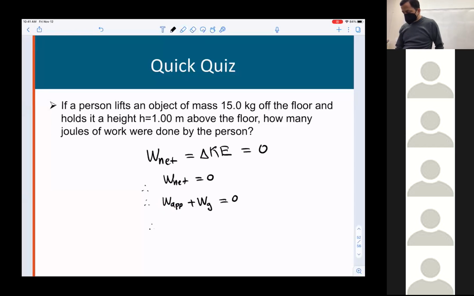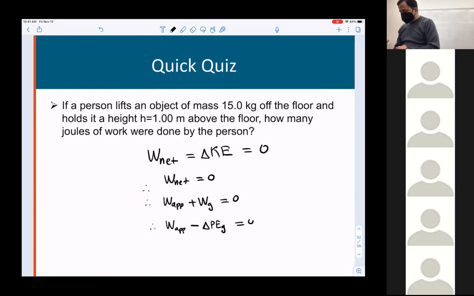And recall that the work done by gravity is just minus the change in the gravitational potential energy of the object as it is lifted from the ground where it was at y equaling 0 to some height where its y is 1 meter, and that has to equal 0, and therefore the work you do is simply the change in the gravitational potential energy of the object. Any questions about that?